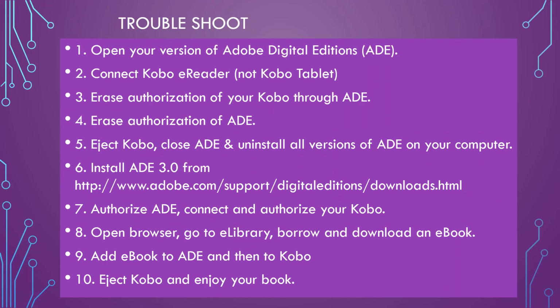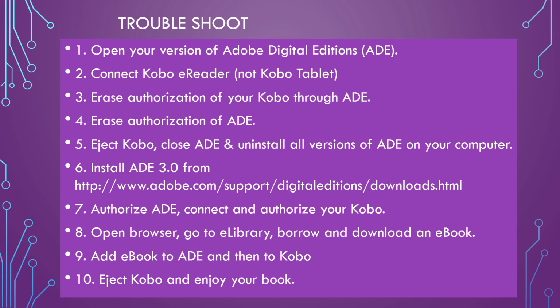Step 1. Open your version Adobe Digital Editions. Step 2. Connect Kobo eReader, not Kobo tablet. Erase authorization of your Kobo through ADE. Erase authorization of ADE. Eject your Kobo. Close ADE and uninstall all versions of ADE on your computer. Install ADE 3.0 from http://www.adobe.com/support/digitaladditions/downloads.html.